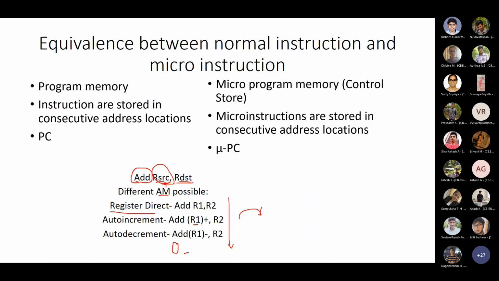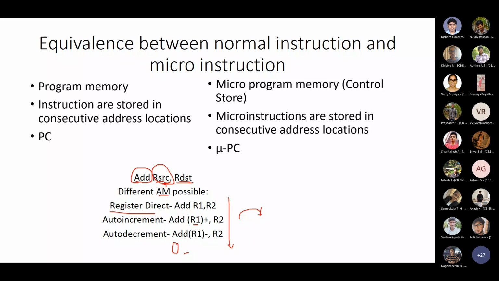You want me to repeat? Yes, ma'am, could you please repeat? Yes. So auto increment direct means R1 will contain the address. From that address location, you will get the value. That is auto increment direct. Then you increment the content of R1 register. That is a part of your auto increment, whether it is direct or indirect, it is already there.